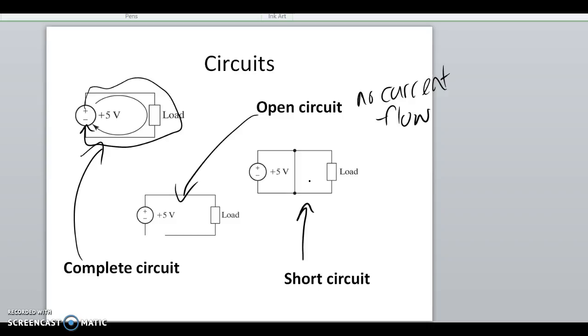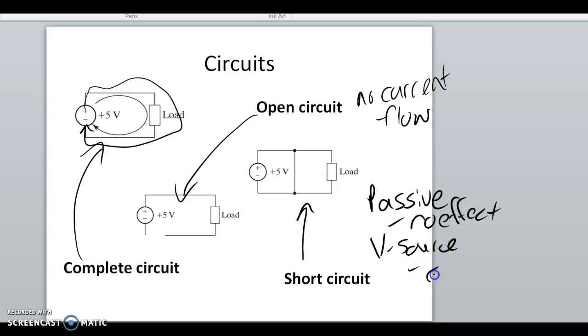If it's a passive device that you have in here as your load, then it doesn't do anything, no effect. But if you have it across your voltage source, then it's damaging. So you want to be careful not to short your circuits. This happens a lot, which is why we have our fried Arduinos.